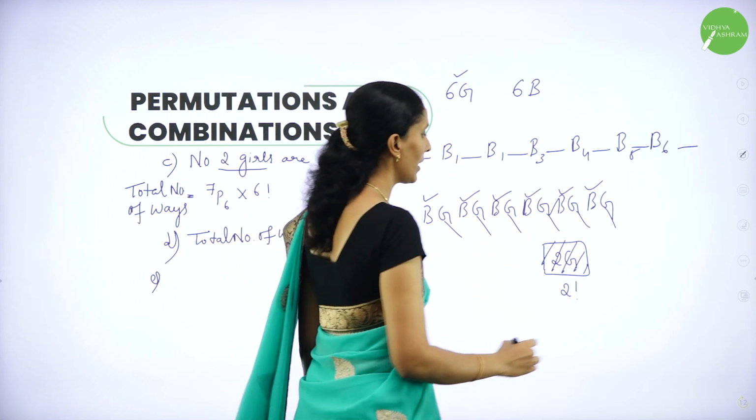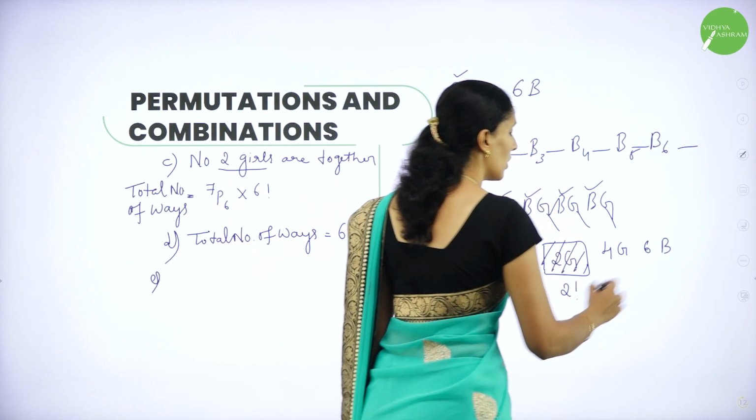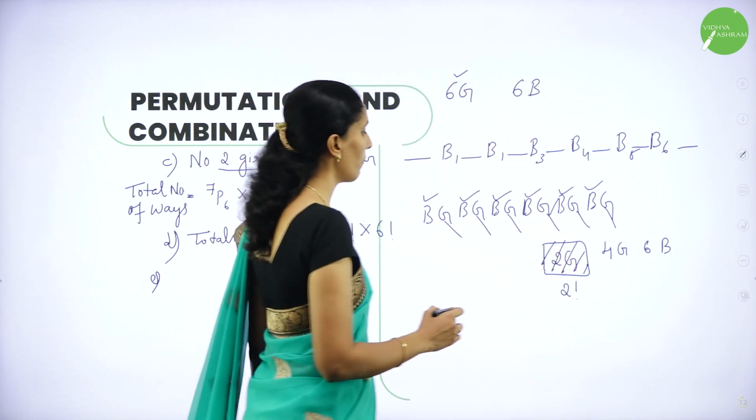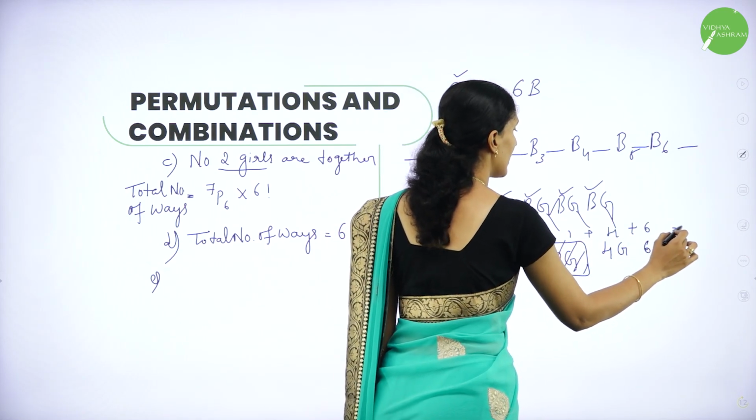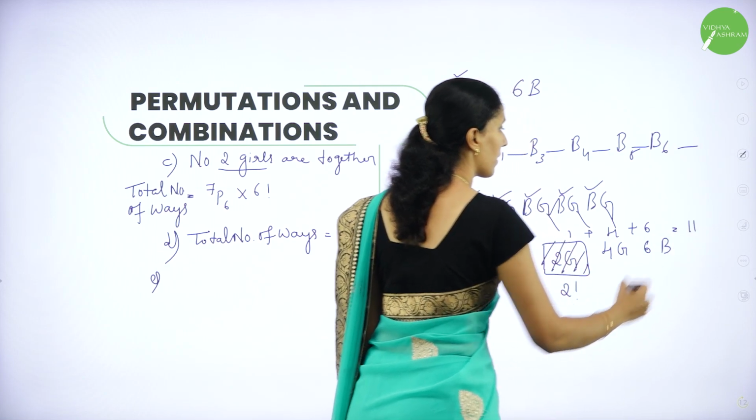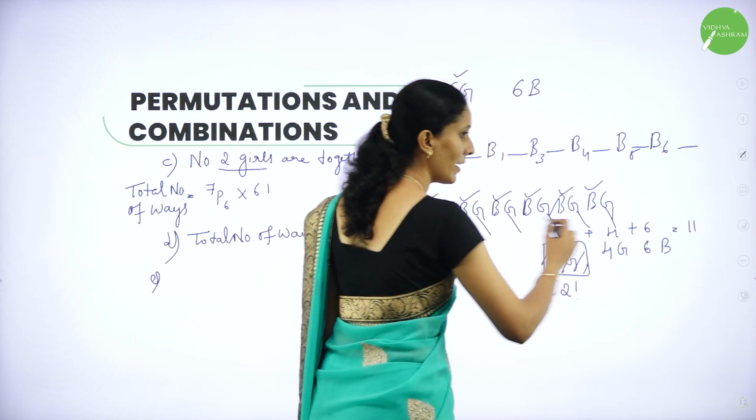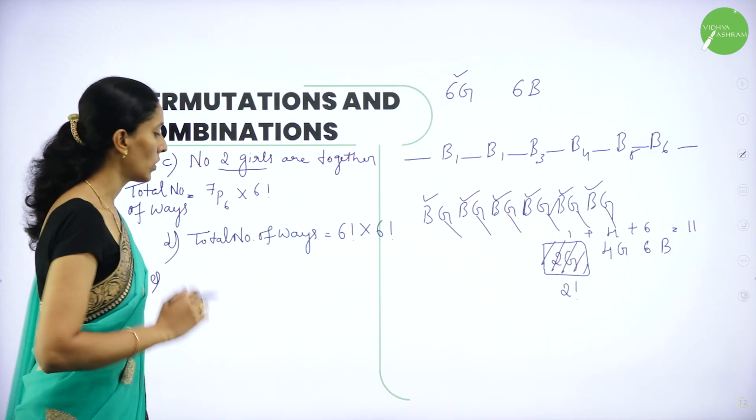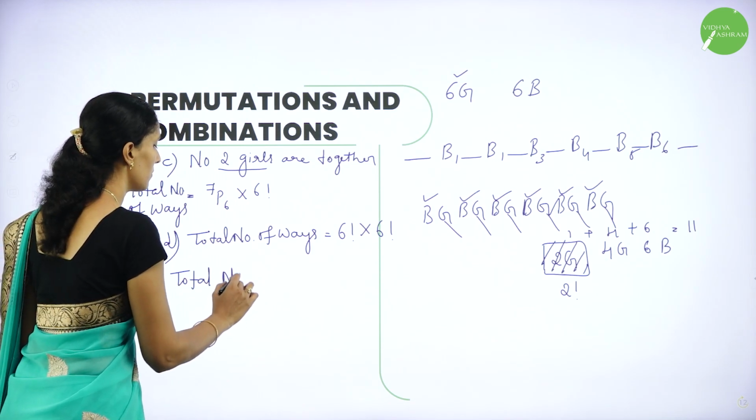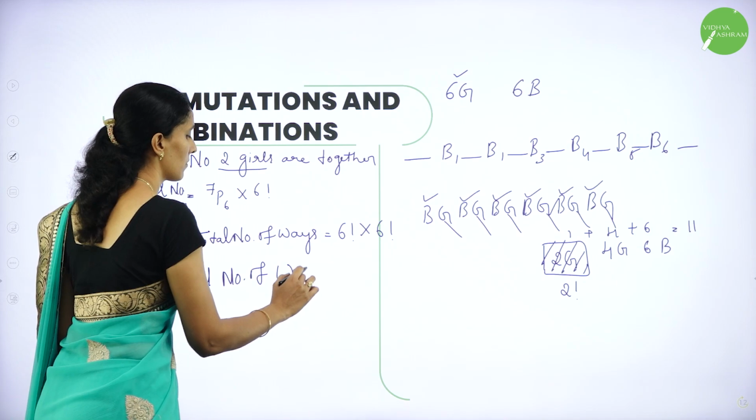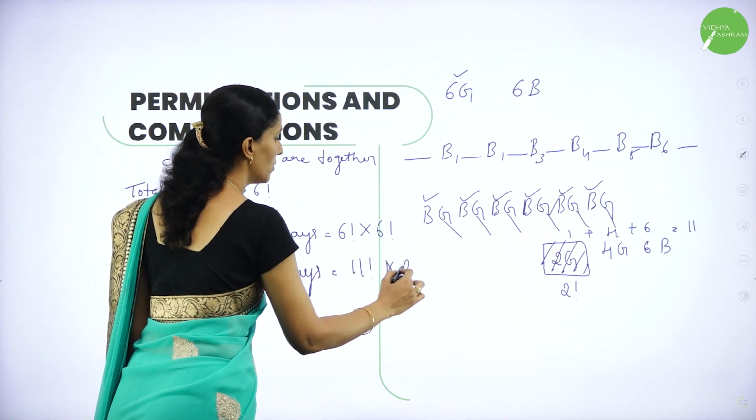How many girls are remaining? We are remaining with 4 girls and 6 boys. So total how much do we have now? 1 plus 4 plus 6, that is 11. So 11 factorial of arrangements and 2 factorial for the 2 girls. So therefore, the total number of ways here is 11 factorial into 2 factorial.